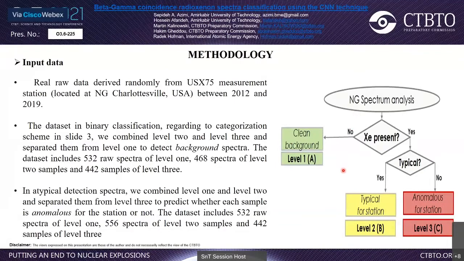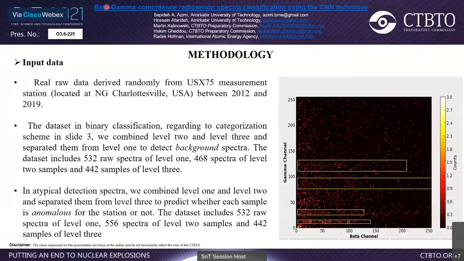As you saw in categorization scheme in slide 3, in our research, we combined level 2 and level 3 to categorize radioxenon according to the presence or absence of radioxenon in each spectrum to find background spectra. Also, we classified level 3, which contains atypical concentrations of radioxenon isotopes, from level 2 and level 1 to predict the existence of xenon with high activity concentration.